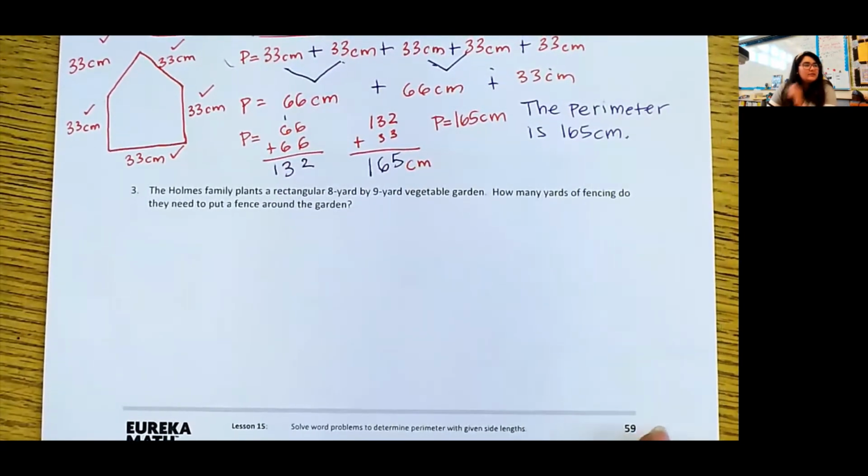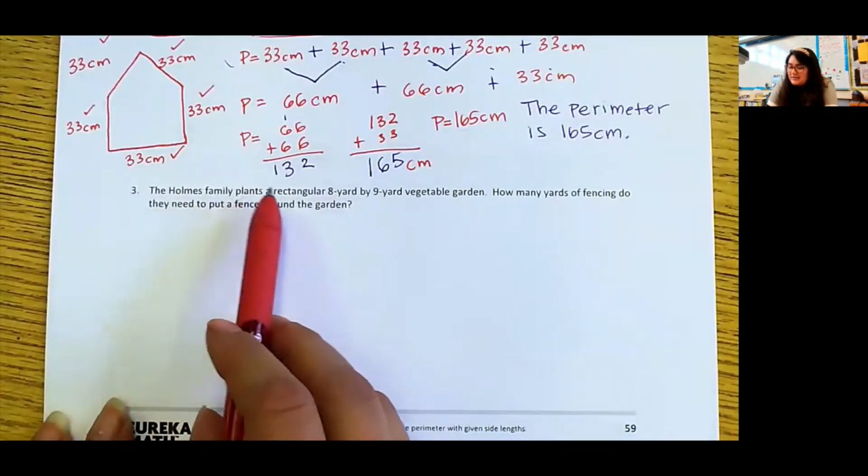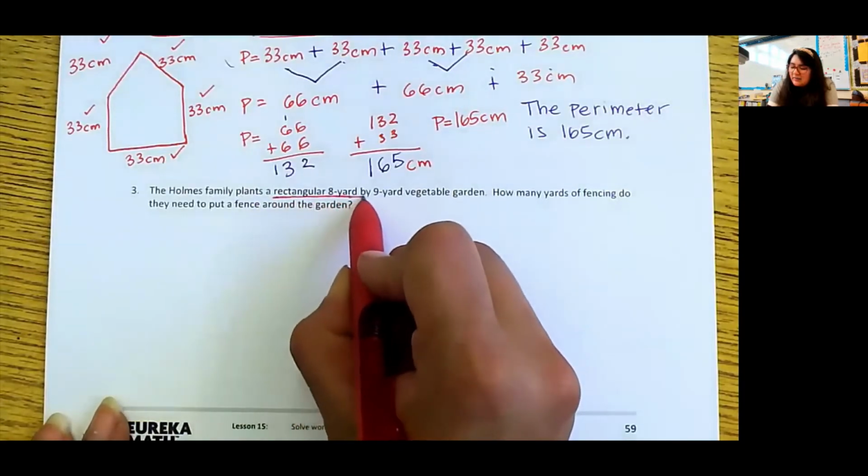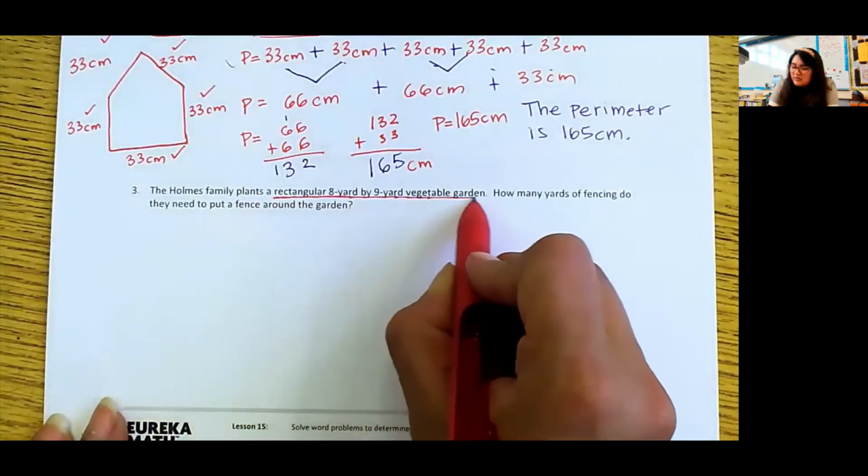Okay, number 3. The Holmes family plants a rectangular 8-yard by 9-yard vegetable garden. How many yards of fencing do they need to put a fence around the garden? So I start by underlining key information. The Holmes family plants a rectangular 8-yard by 9-yard vegetable garden.